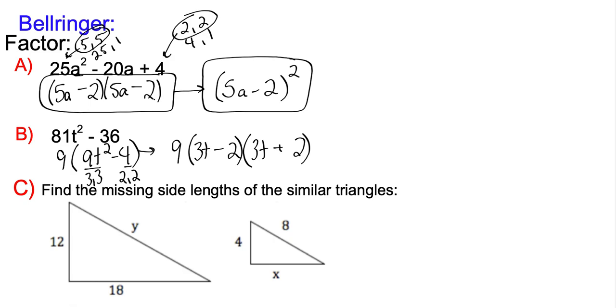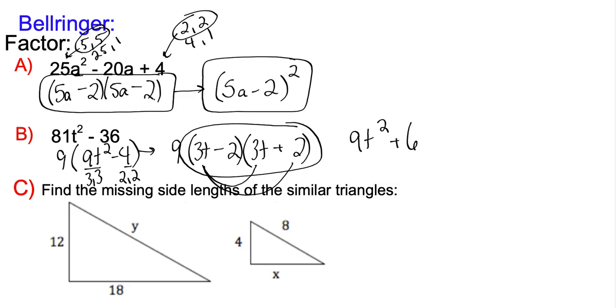And I'll show you why this is the way it is here. So if I just look at this piece right here and FOIL it, that times that, 9t squared, that times that, positive 6t, that times that, negative 6t, and then the back 2 times each other, minus 4. So pay attention to what happens in the middle. Those are opposites, so they cancel. So that's how we knew we should have had opposite signs here. So we get that middle term to cancel, and we have only 2 terms, so it's difference of squares.